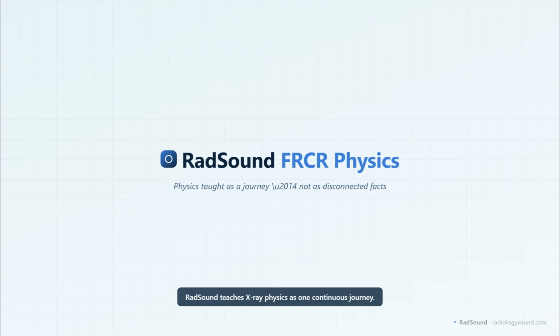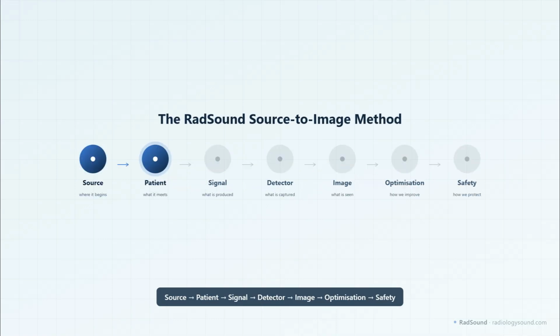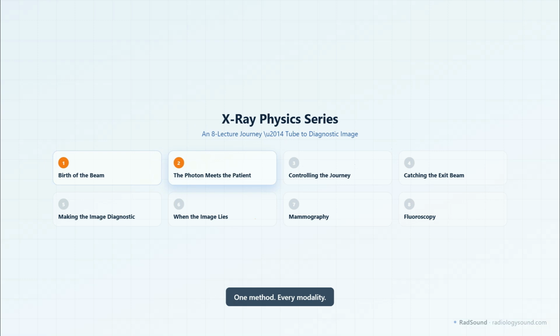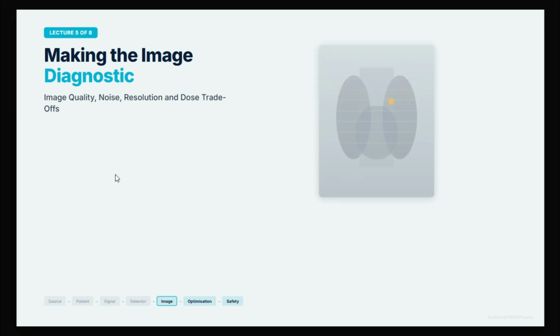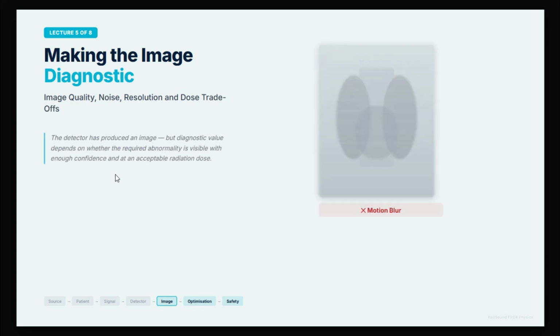You remember we started with the source, patient, signal, detector, image formation, optimization. So now we're going to optimize a page so that in this lecture, I'm going to talk about making the image to be of diagnostic quality. Images that have a lot of noise, motion blurring, scatter fog, poor contrast will all make the image of bad quality to make a proper diagnosis.